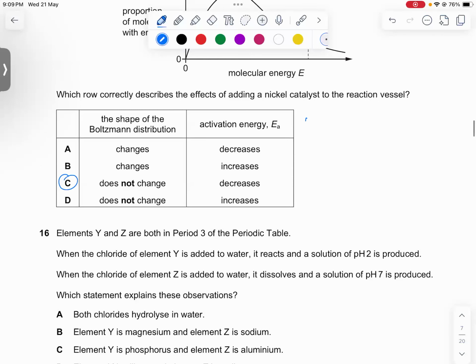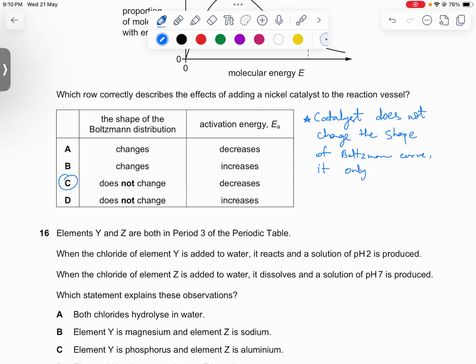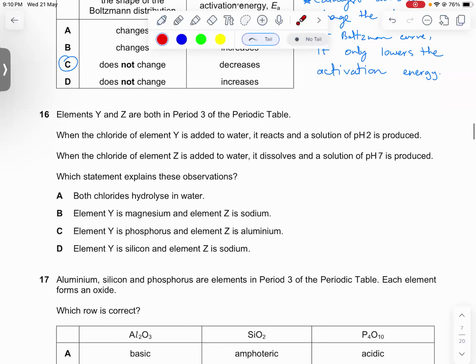All right. So I'll write that down over here so you remember as well. Catalyst does not change the shape of Boltzmann curve. It only lowers the activation energy. Full stop. Next question.